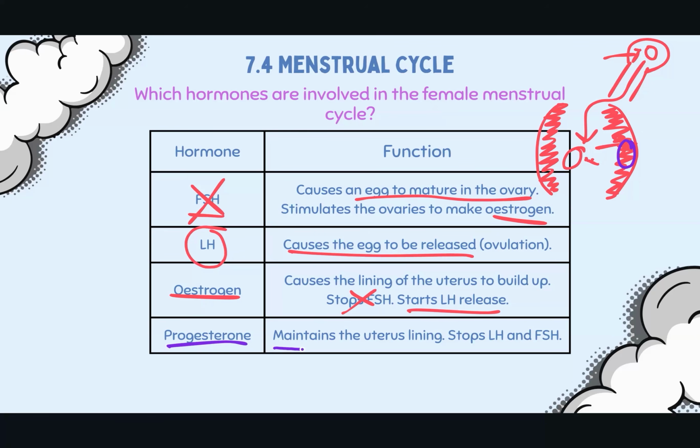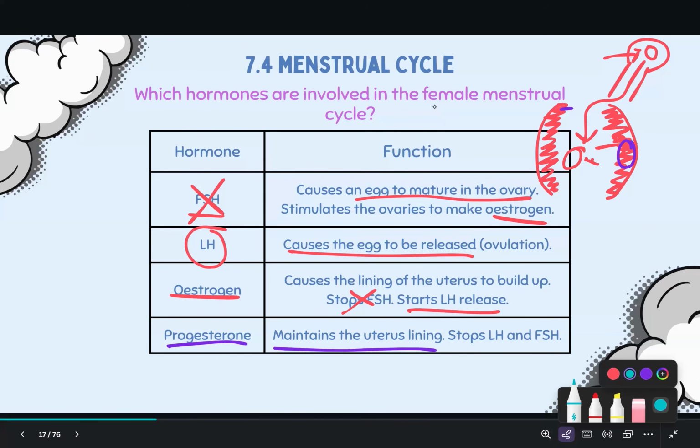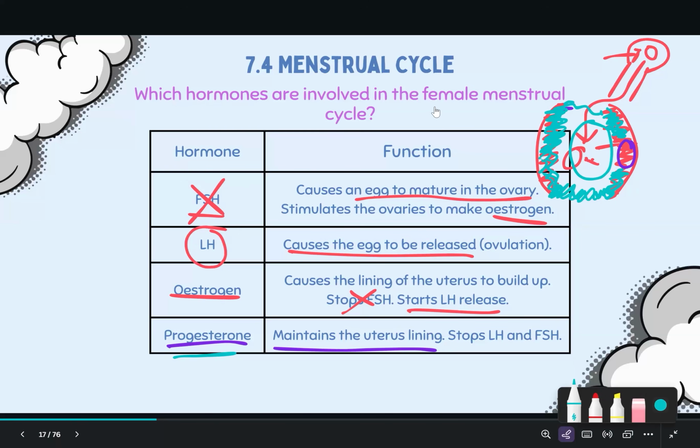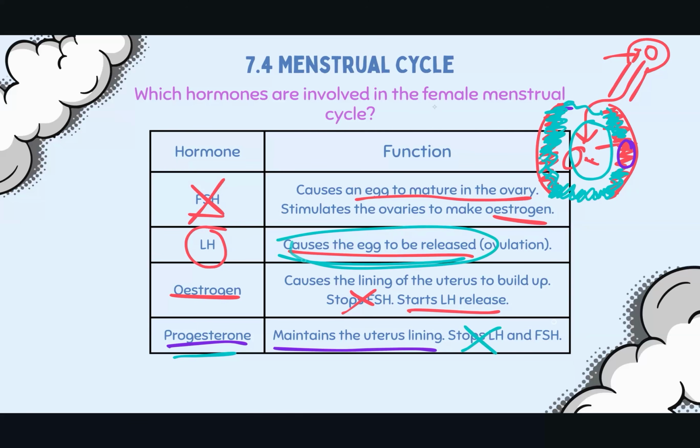What does progesterone do? It maintains the uterus lining. And if it's a viable pregnancy, as in the egg cell's been fertilized, then progesterone will maintain this uterus lining for the whole of the pregnancy, and then the baby will develop in the womb. Now, one thing to remember here is this stops LH, that means no more eggs will be released, and it stops FSH, which means no more eggs will mature, which if it's a pregnancy, neither of those things are needed.